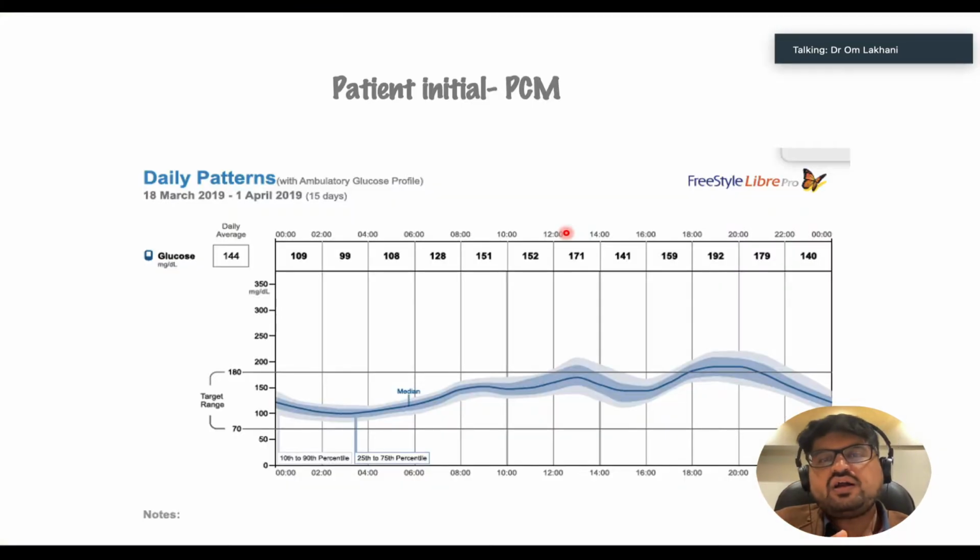So I'll give you a clear-cut example to really understand how professional CGM gives you a deeper insight into your patient profile. So let's take 3 patients. All these 3 patients have similar average glucose and the same HbA1c. All of these 3 patients have an HbA1c which is close to 6.8%. So this is patient PCM. The average glucose is 144. You can see the CGM data.